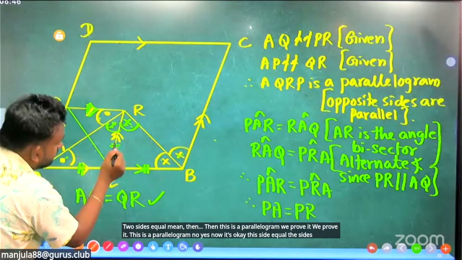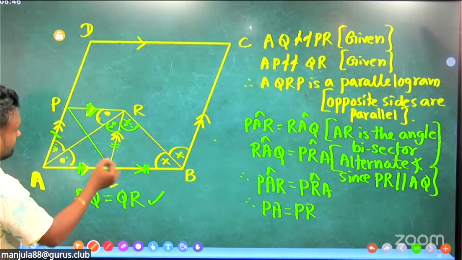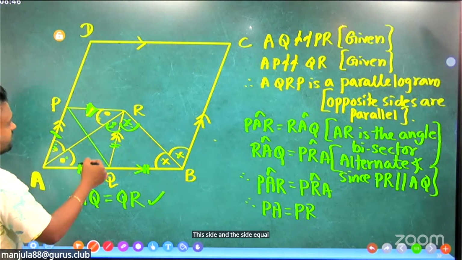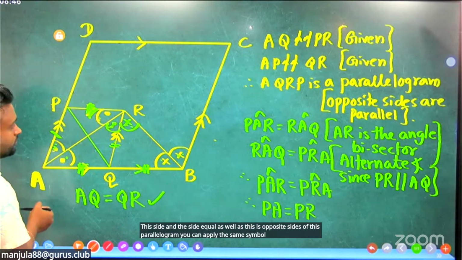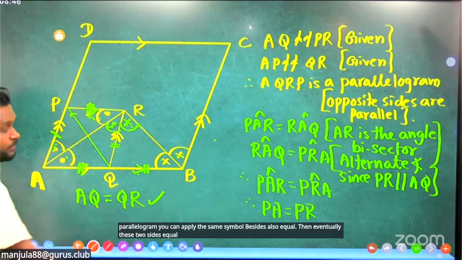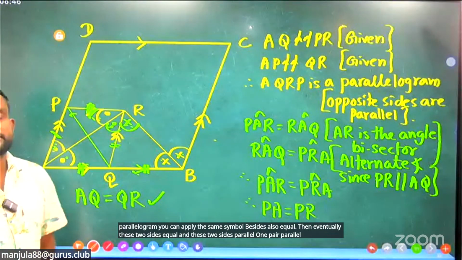These two angles are equal, then this side and this side are equal, as they are opposite sides of this parallelogram. You can apply the same symbol. This side is also equal, so eventually these two sides are equal and these two sides are parallel. One pair parallel and equal, then that is a parallelogram.